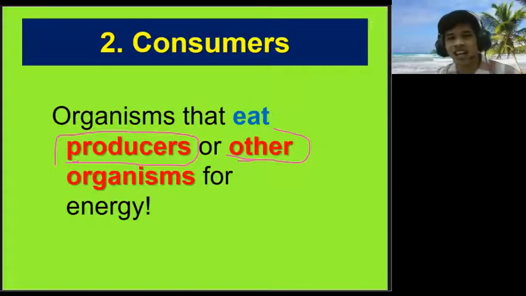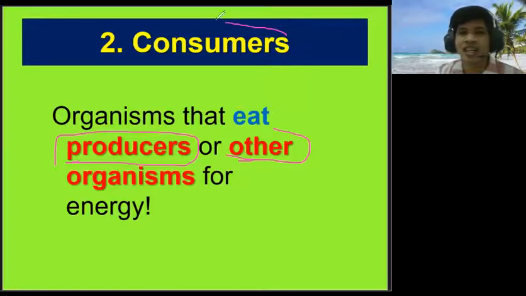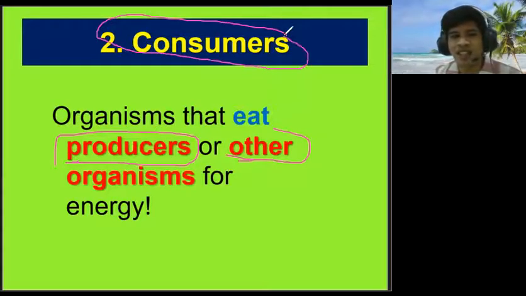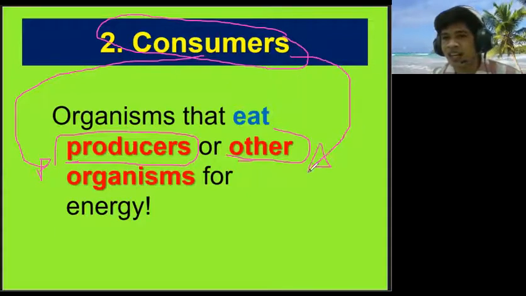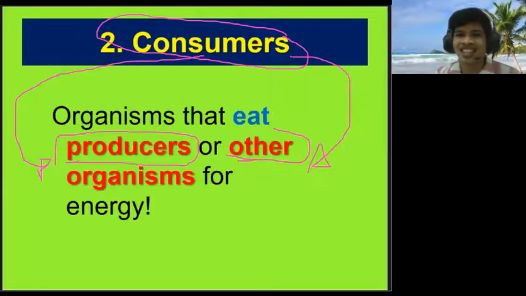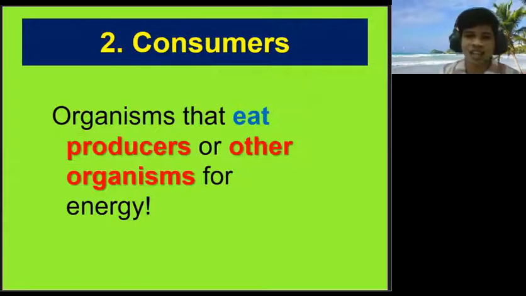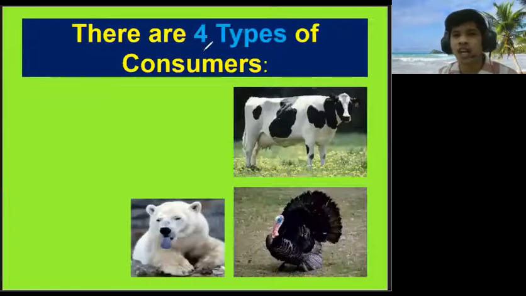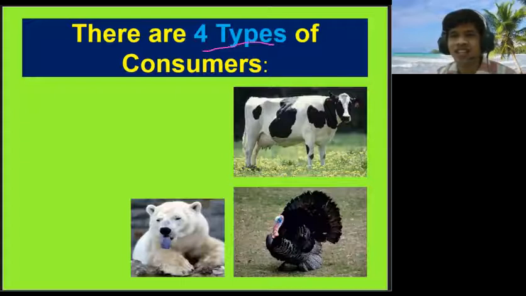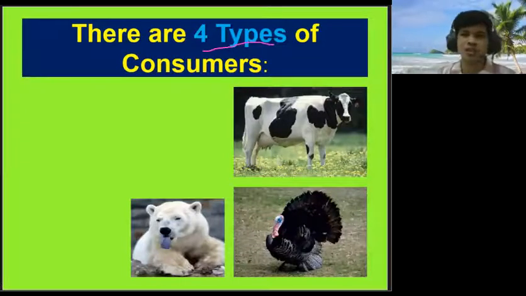Okay, in other words, consumers are animals, because they eat plants, which are producers, or also some of the animals eat other animals. Okay, and they are all called consumers. Okay, understand? Consumers. Next. Now, since some animals eat plants and some animals eat other animals, there are basically four types of consumers.